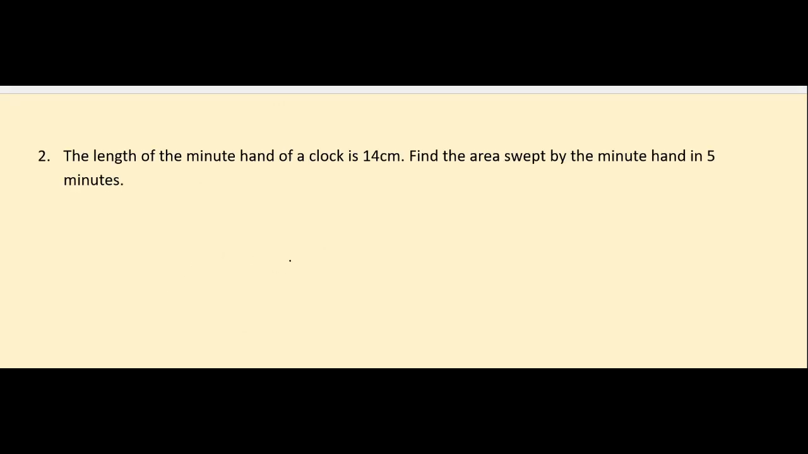Next question. The length of a minute hand of a clock is 14 centimeter. Find the area swept by the minute hand in 5 minutes. So here the length of the minute hand, that means R, is equal to... a clock is a circle, correct? So the length of the minute hand will be the radius. R is equal to 14 centimeter, and they have given that the minute hand covers 5 minutes. One revolution means 360 degree, which is equal to 60 minutes.